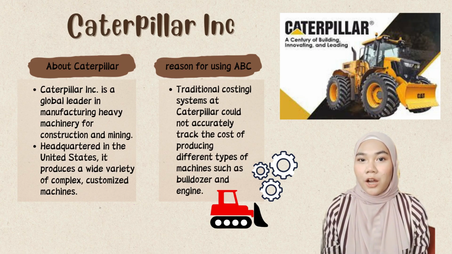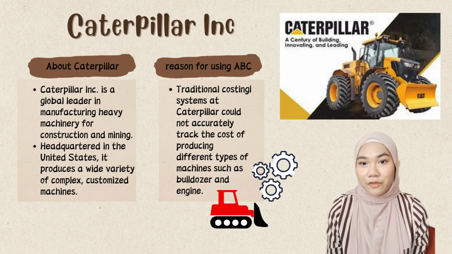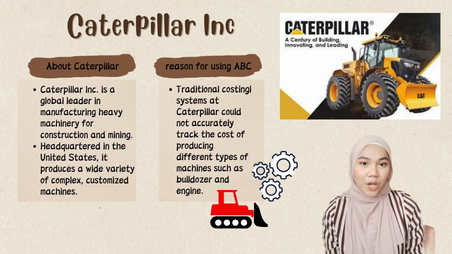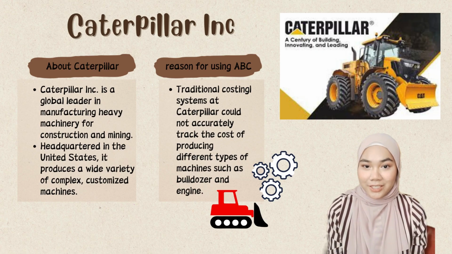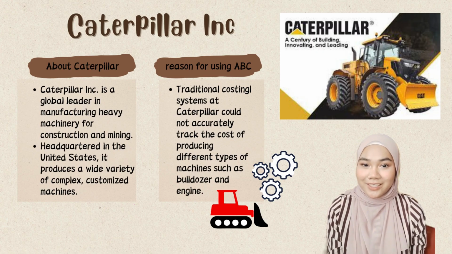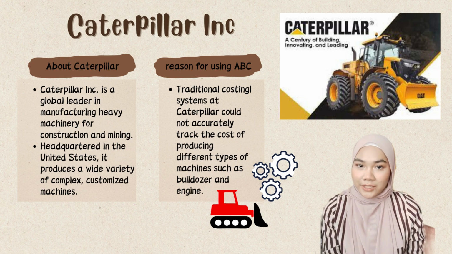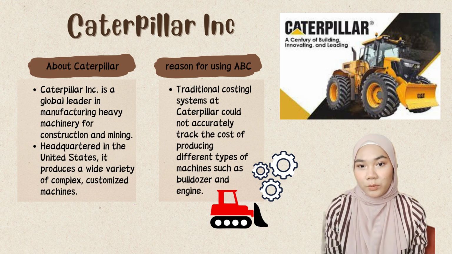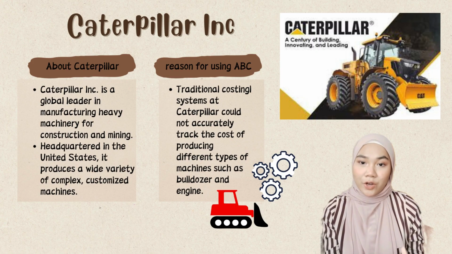Today I'll be talking about a real-life example of how activity-based costing is used in the manufacturing industry. The company I will focus on is Caterpillar, a well-known company that makes large construction and mining machines such as bulldozers and engines. Caterpillar is based in the United States and is one of the largest equipment manufacturers in the world because they produce many different and complex products, so they need a good system to track their costs.